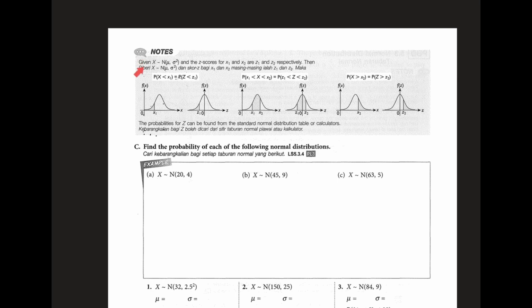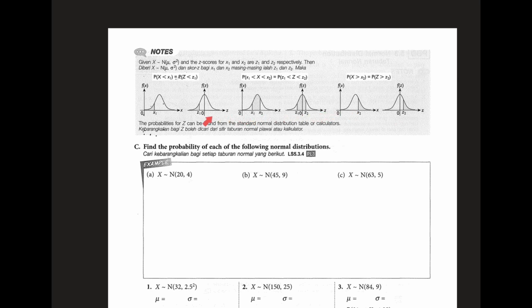Okay, now you see the notes here. Given x, which is a normal distribution with mean mu, variance sigma square, and the z-score for x1 and x2 are z1 and z2 respectively. So you can see we have x1, then you use the formula to change to z-score, then you get z1, for example. Then you have also x2, you use the formula to change it to z-score, then you get z2.